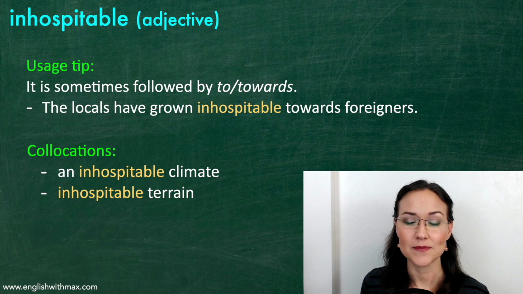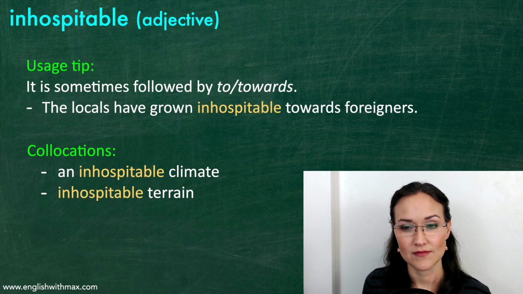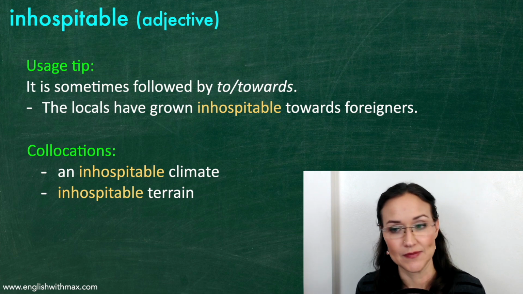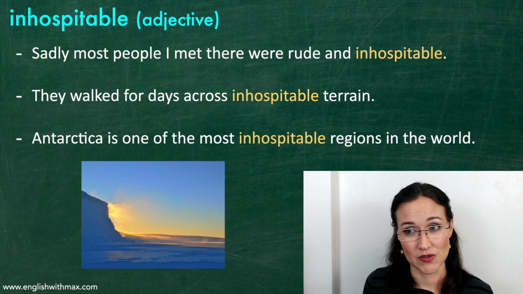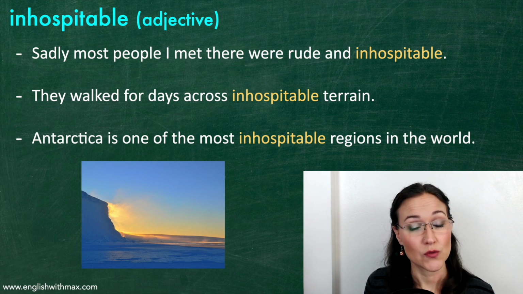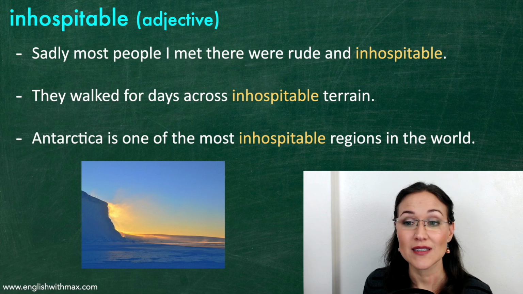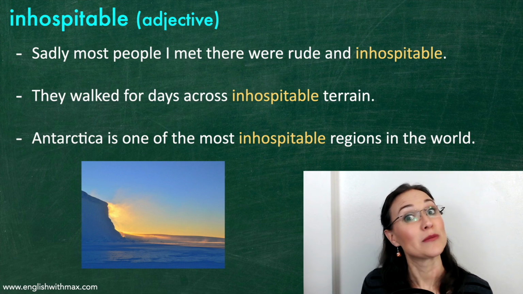And a couple of collocations. An inhospitable climate and inhospitable terrain. Terrain basically means land of a particular kind. Sadly, most people I met there were rude and inhospitable. They walked for days across inhospitable terrain. Antarctica is one of the most inhospitable regions in the world. That's Antarctica in the picture. It's pretty, but you probably wouldn't want to live there.